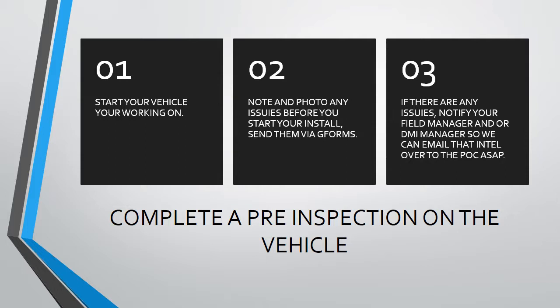So the best way to do that is start your vehicle that you're about to work on. Note and photo any issues before you start your install. Send it via G-Forms. If there are any issues, notify your field manager and or DMI manager team so we can email that intel over to the PLC ASAP. This is a big, big thing. So as you start photographing and filling out your forms, this needs to be done.